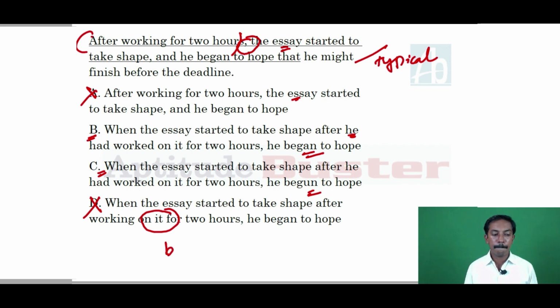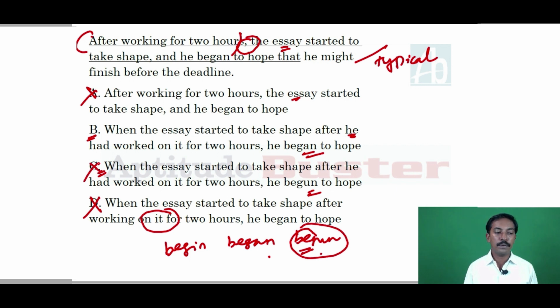Begin, began, begun. Present, past, past participle, and the past participle will always take a helping verb or an auxiliary verb. Without that, it cannot stand on its own. Thereby, we can be very sure to pick option B as the answer choice for this question.